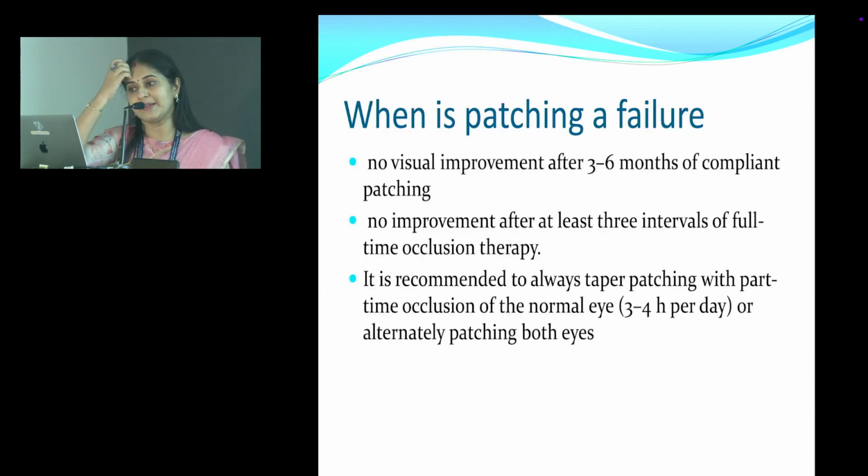And when do you say that patching is a failure for the child? When there is no visual improvement after 3 to 6 months of compliant patching, no improvement even after at least 3 intervals of full-time occlusion therapy. It's recommended to always taper the patching with part-time occlusion of the normal eye, 3 to 4 hours per day, or alternately patching both eyes.